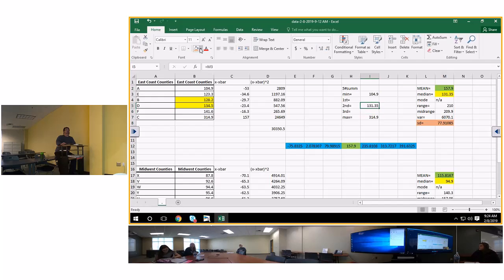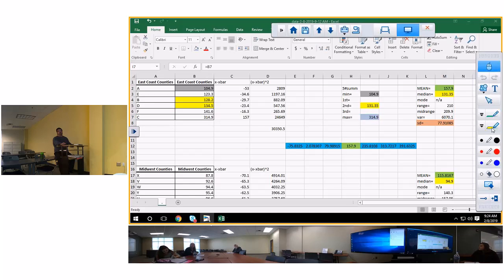And I will color that yellow. And we'll color this kind of a grayish color. And we'll color this kind of a baby blue or something like that. All right, so now you just got to find the first and the third quartile. But to do that, where is the median? The median is right here.